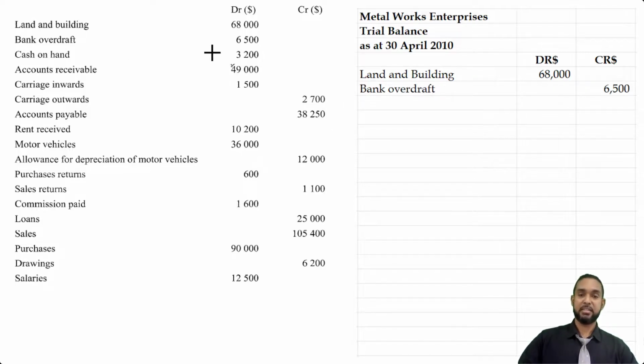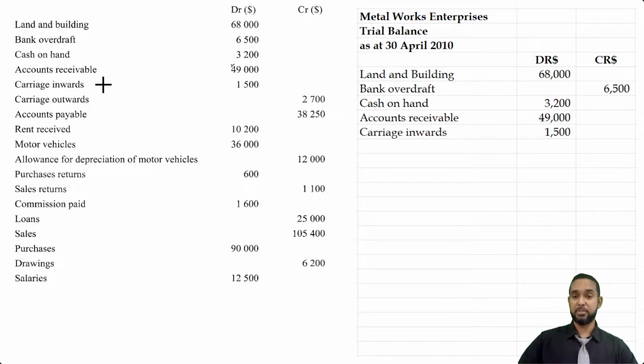Cash on hand is an asset. Assets have debit balances, so that was fine. Accounts receivable is an asset. Assets have debit balances, so that was on the correct side. Carriage in is an expense, which has a debit balance, so that's fine as well. Carriage out is an expense, which has a debit balance, right? It's not the opposite of carriage in. So it's not a liability or a revenue, right? It shouldn't be in the credit column. Accounts payable is a liability that is supposed to have a credit balance, so that's fine.